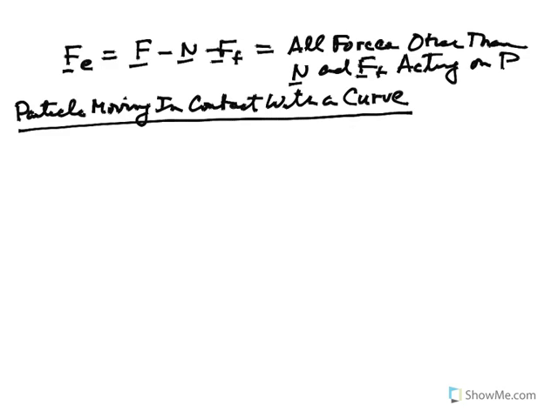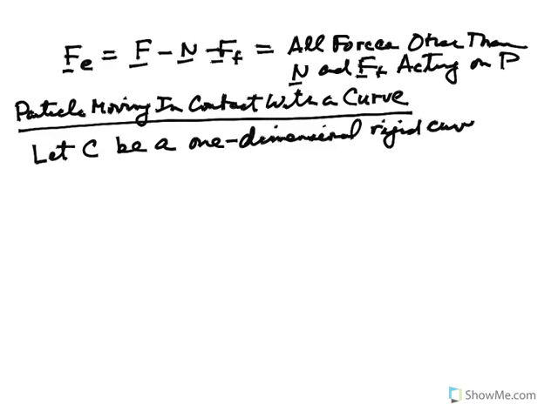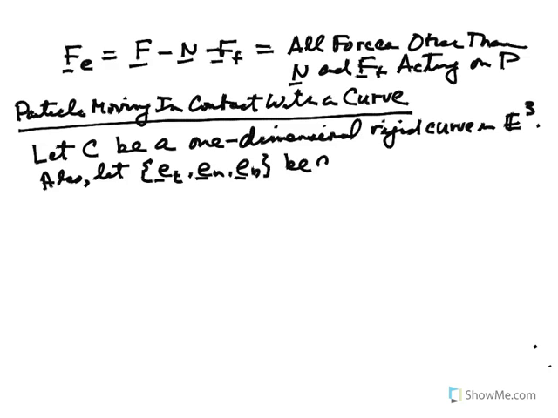Okay? So, in order to do this, I'm going to say let C be a one-dimensional rigid curve in three-dimensional Euclidean space. And in this particular case, so actually before we do that, we'll say let e sub T, e sub N, e sub B be an intrinsic basis relative to the curve.